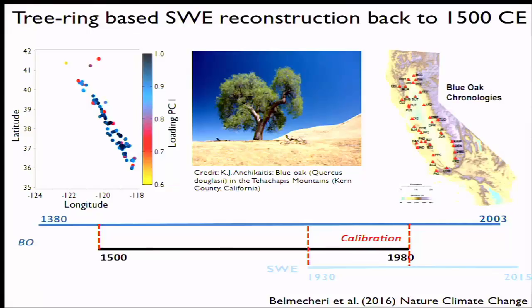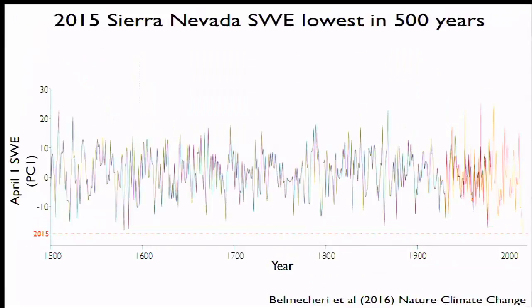We used a combination of precipitation-sensitive trees, the blue oaks from the Central Valley, some of the most rainfall-sensitive trees on Earth, with a tree-ring-based temperature reconstruction from the region. We combined the two and calibrated against the snowpack. So this is now the reconstruction. The red dotted line is the year 2015, and you can see that 2015 is the lowest snowpack, not just over the last 80 years, but over the last 500 years.